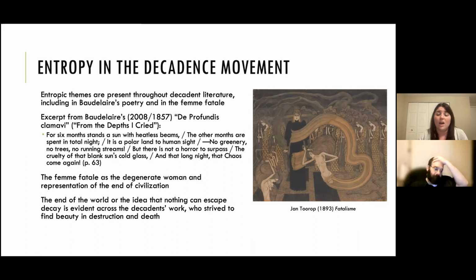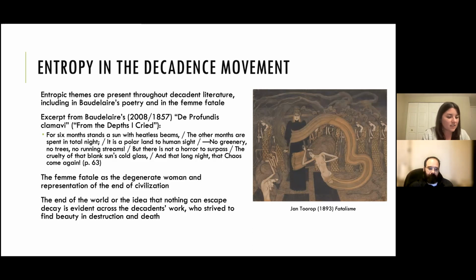So we can really see entropic themes in Baudelaire's poem, From the Depths I Cried. In the poem, he evokes imagery, posted here, of a sun with heatless beams. That evokes the heat death of the universe: no greenery, no trees, the cruelty of the blank sun's cold glass, and that long night, that chaos come again. Here we see themes of the heat death of the universe, of disorder and order, chaos and nothingness.